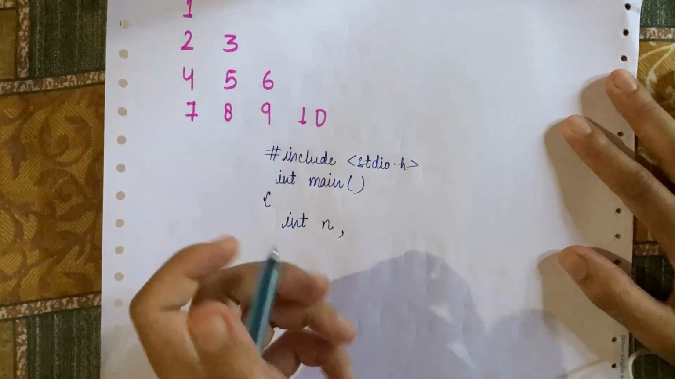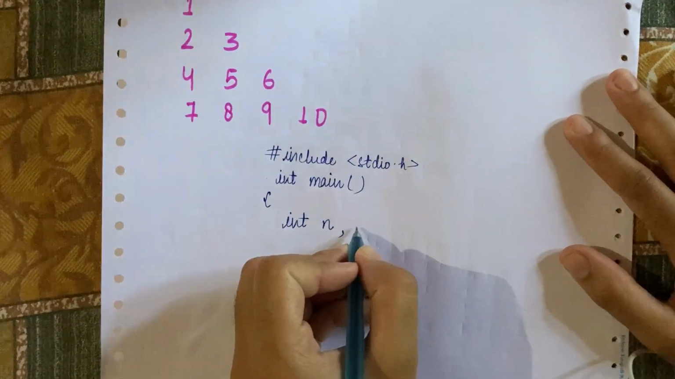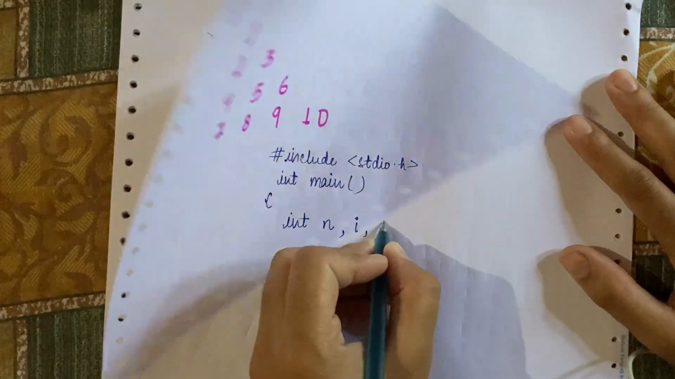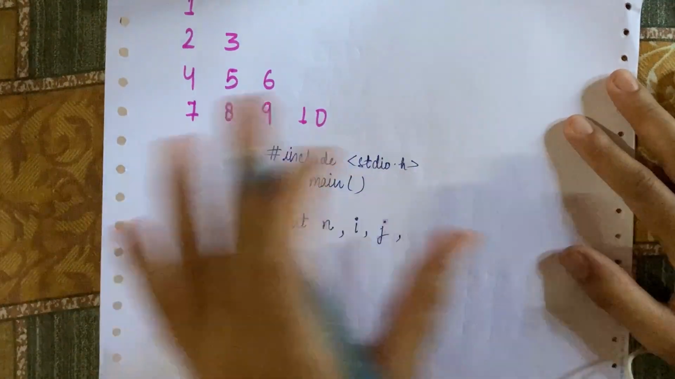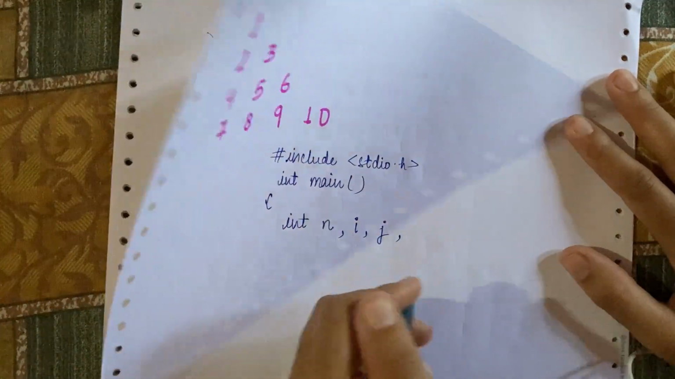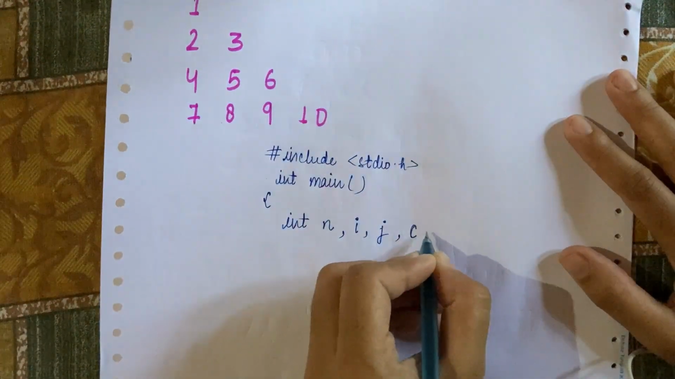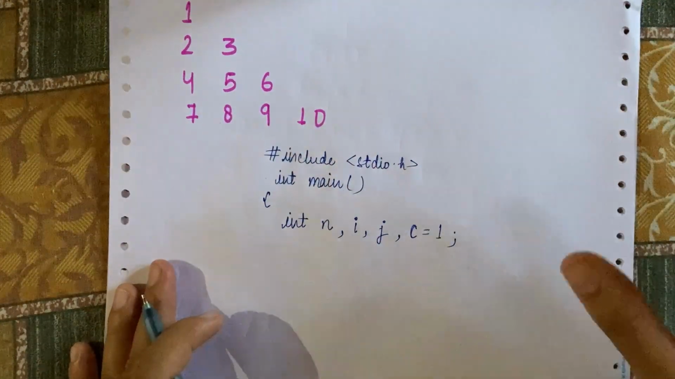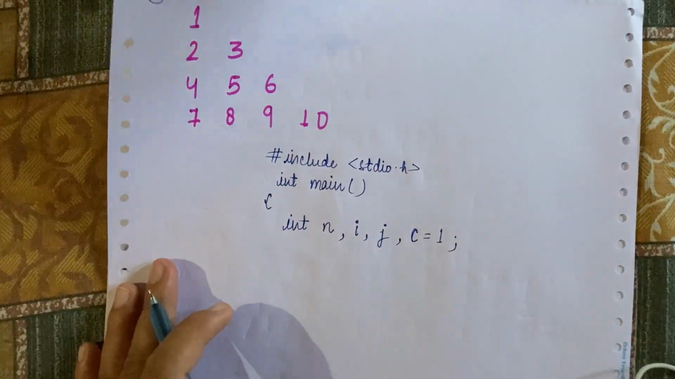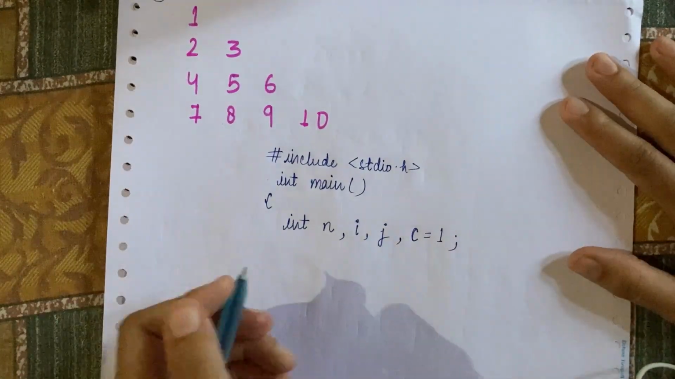So we have here int n to store the number of rows. Then we will take i and j for the loop. We'll use nesting of loops in this pattern. In pattern programs we are using nesting, right? And then also we will take a counter value or a flag value. You can say c is equal to 1 in order to implement this logic. In a while you will know why we are using this c.